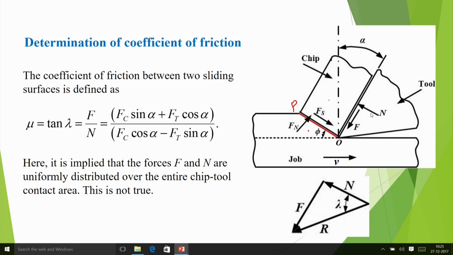Whereas, for the normal force acting on the tool, if Fc increases, then the normal component increases, but if Ft increases, then the normal component decreases. So, it is assumed that the forces F and N are uniformly distributed over the entire chip-tool contact area. Actually, in practice this is not true. You may have a larger normal force in this particular area near this side, and then it gradually decreases, but in this analysis we are assuming that it is uniform and there is no variation of the normal component or of the other component here.